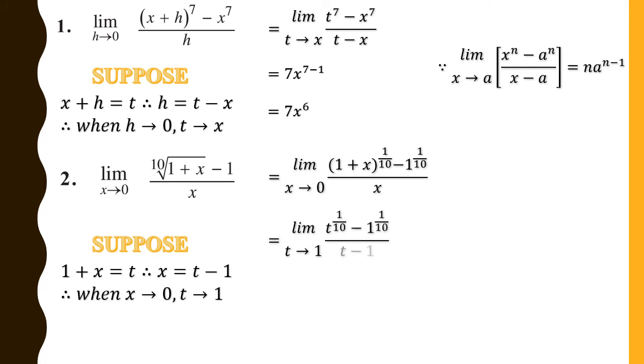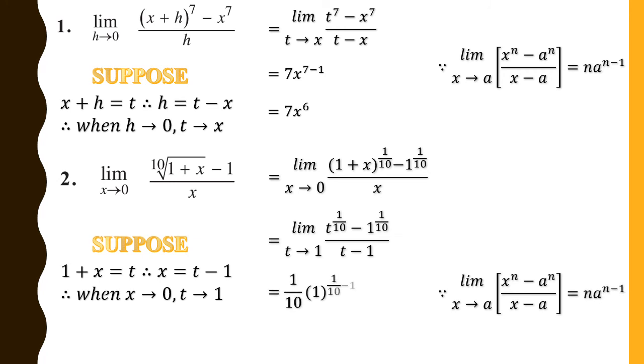Limit t tends to 1, t raised to 1 upon 10 minus 1 raised to 1 upon 10 divided by t minus 1. I have replaced 1 plus x with t and x with t minus 1. Now once again I will be following the same proof which I have been following, and with that 1 upon 10 will come forward, 1 raised to 1 upon 10 minus 1, which we will just ignore because anything raised to 1 is 1. So your answer will be just 1 upon 10. So this is how you do the sum.